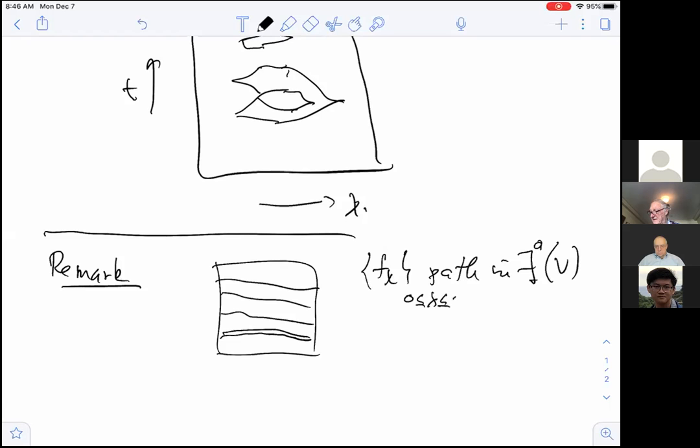But in fact, because of the action of the orientation preserving diffeomorphism group of W cross the interval, you act by the diffeomorphism of W on one side, then you apply the function, and you apply the diffeomorphism of the interval on the other side.